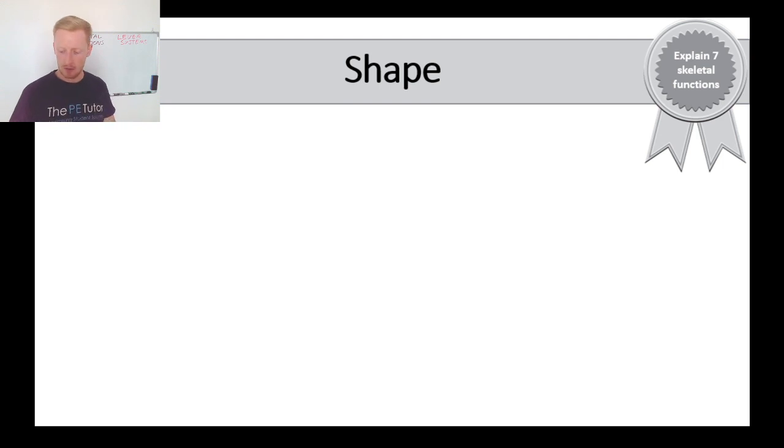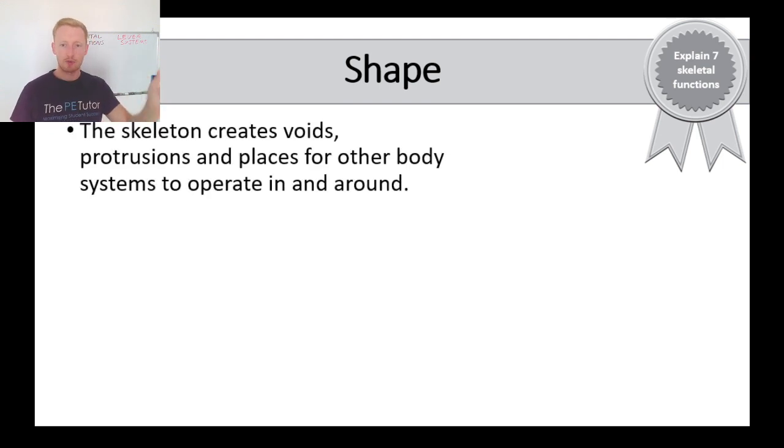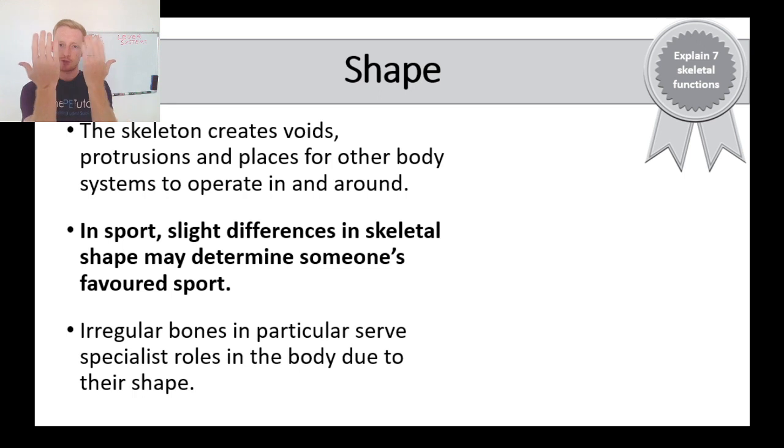Shape almost echoes what I was saying at the start with that spot the difference with the skeletons. Yes, we've all got different purposes. Sorry, we've all got the same seven purposes: MAPPSSS. Movement, attachment, production, protection, storage, support, shape.